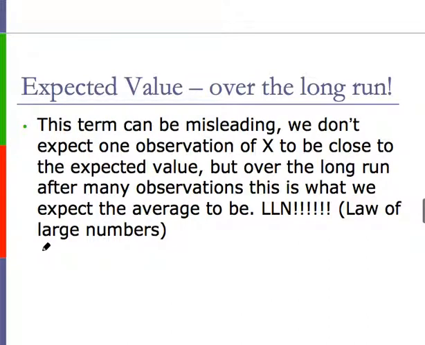So over the long run, that expected value doesn't mean that we definitely know that's what's going to be. We don't expect one observation of x to be close to the expected value, but over the long run, after lots of observations, that's what we expect the average to be. So again, the law of large numbers is that over and over and over, it will start to even out, and it'll be closer to what the real value is.